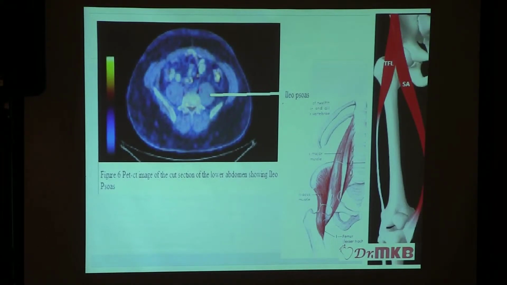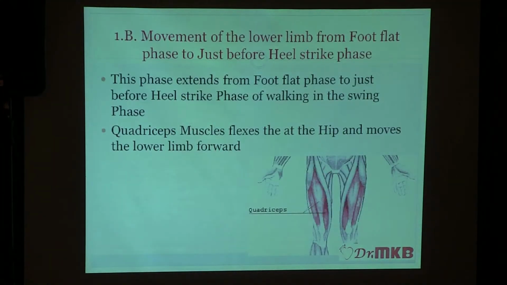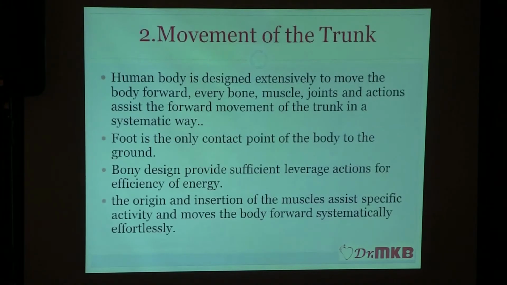See how thick the iliopsoas muscle is. This is a PET-CT photograph. How thick the muscles are. See how much activity is there in case of iliopsoas. Next phase is quite simple. The quadriceps takes over, extends from the foot flat phase to just before the heel strike phase in the swing phase. Quadriceps moves from the foot flat phase to just before the heel strike phase.